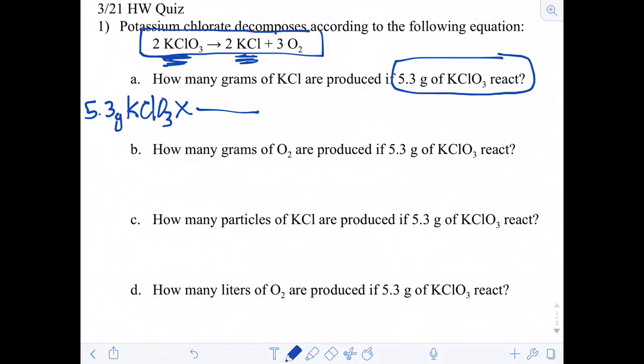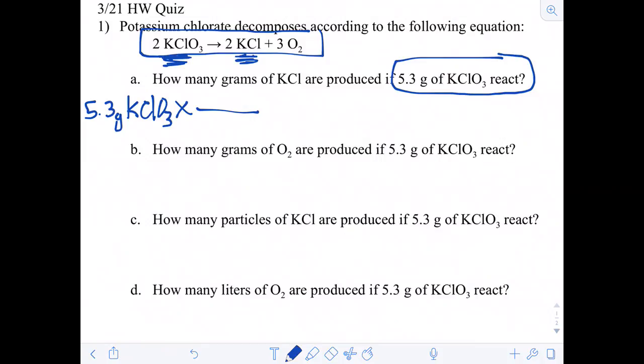How do I convert from grams to moles? Where does that conversion factor come from? It comes from the periodic table. I don't have to use Avogadro's number, 6.022 times 10 to the 23rd, because that's converting from moles to atoms. I don't need that number. I don't need to go to atoms or particles. I need to go to moles so I can use the equation.